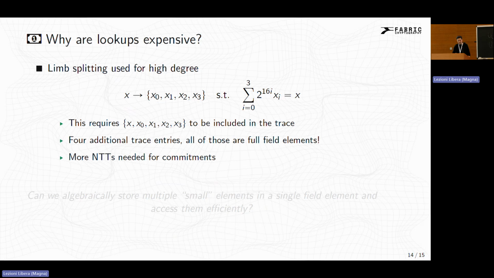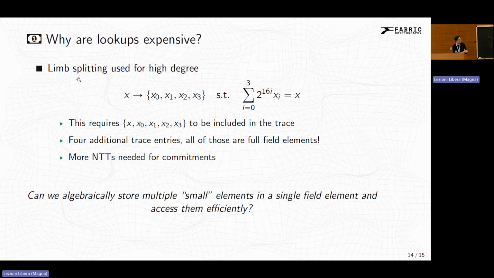This is not so good because in many of those proofs, and specifically in these proofs which use Reed-Solomon codes, we need NTTs for the commitments. And actually we need 2 NTTs, one of those even over a larger domain, which means that those are very expensive in the proof. So if we increase the witness size, the cost goes up. So the question is: can we find an approach where we can algebraically store many of those smaller limbs in a single field element and then access them efficiently?